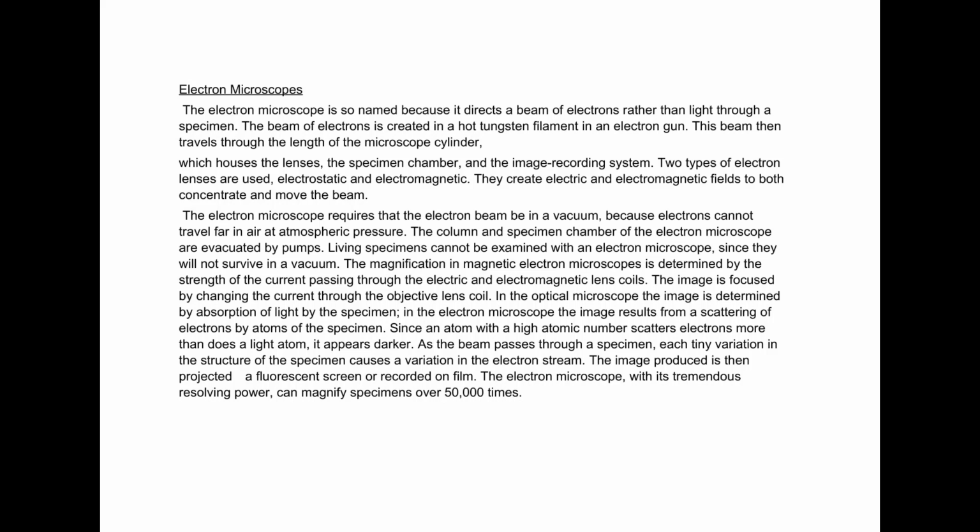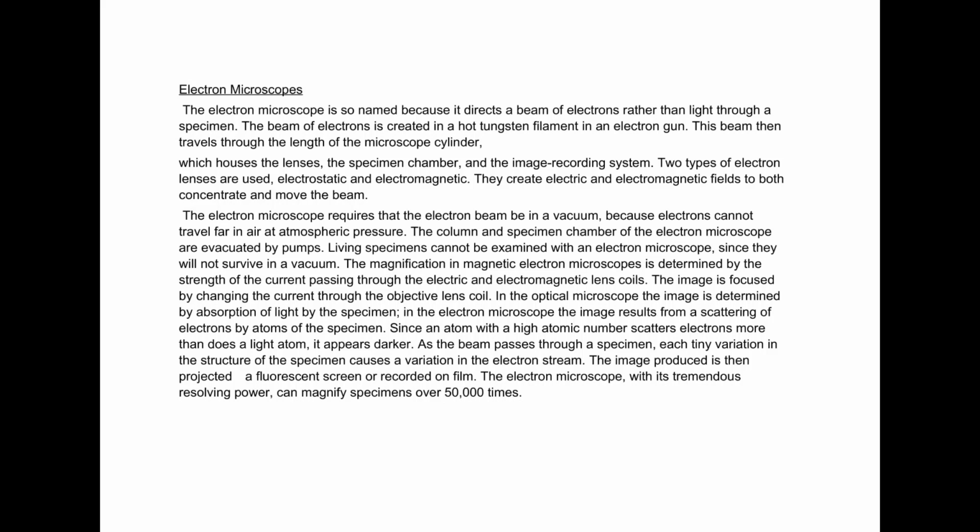In the optical microscope, the image is determined by the absorption of light by the specimen. In the electron microscope, the image results from a scattering of electrons by atoms of the specimen. Since an atom with a high atomic number scatters electrons more than does a light atom, it appears darker.